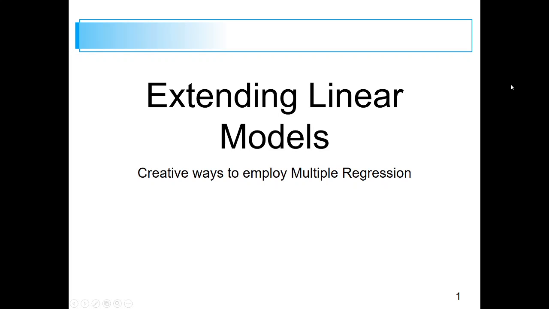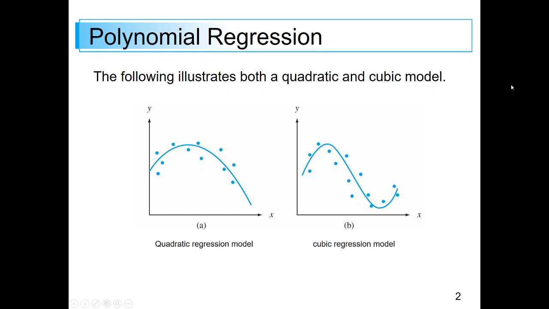So sometimes we have a situation where data points are not linear. That is, they don't fall into a line. They might be a parabola or a cubic. So we could have a quadratic regression model or a cubic regression model, and we might want to fit a set of data to that.